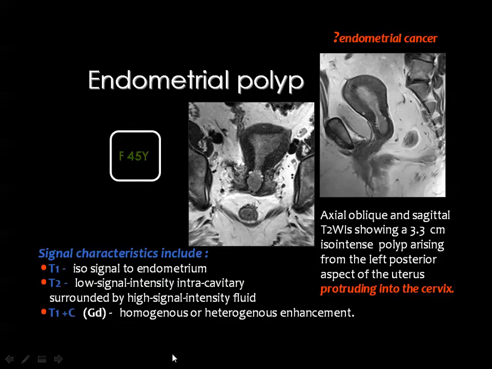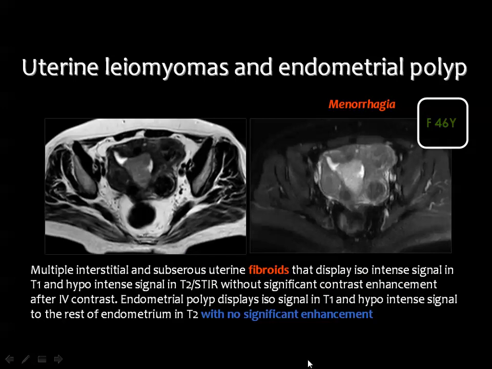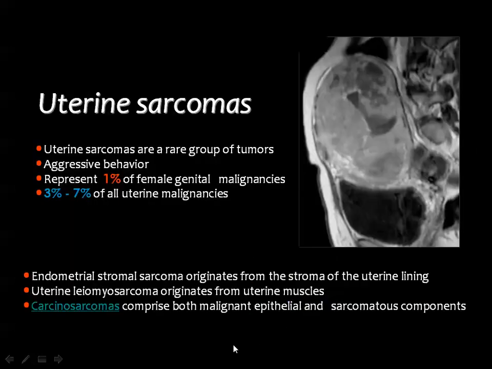But actually, we need the biopsy and the pathologist to be sure that you are dealing with an endometrial polyp, not an endometrial cancer. And this is a uterus involved by many fibroids, and you can see inside the uterine cavity an endometrial polyp. They said that this polyp is usually not enhancing, it has a smooth margin, and of course it does not invade the adjacent myometrium.